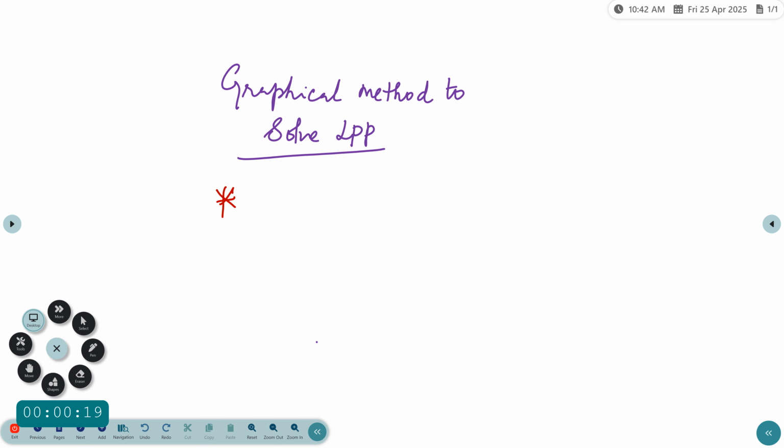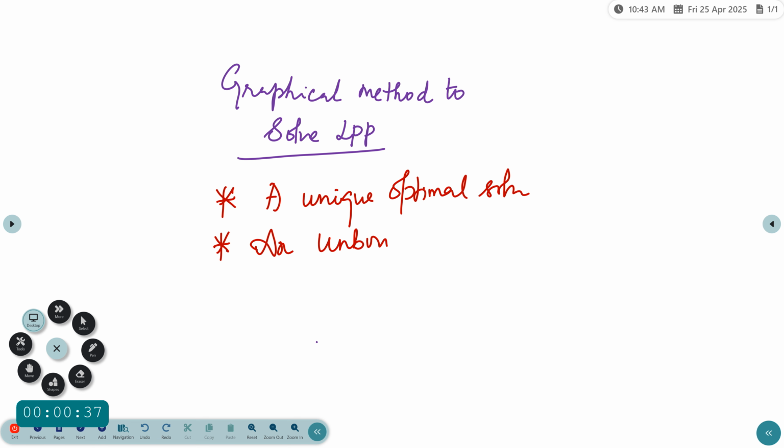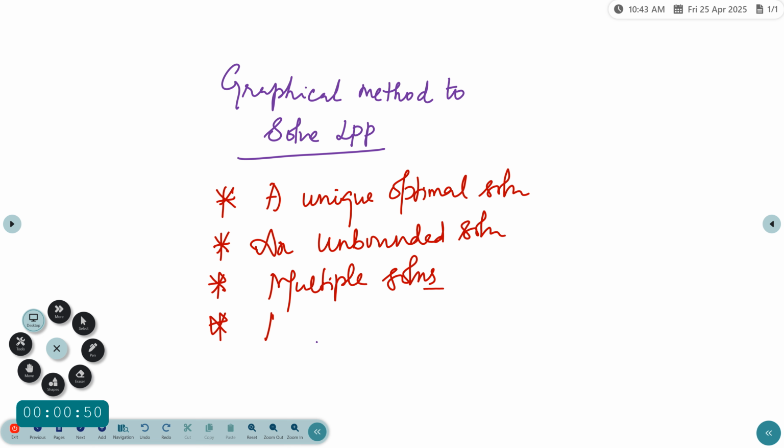So there are four possible cases for the solution. First one, a unique optimal solution. Case 2, an unbounded solution. In case 3, multiple solutions. And case 4, no solution. So these are the four cases in the solution of graphical method.